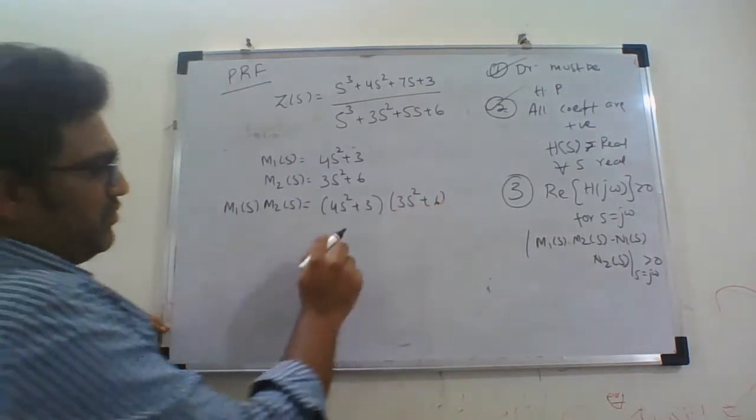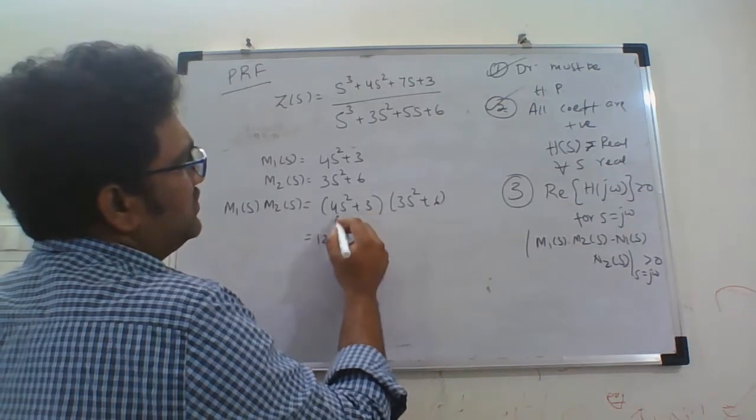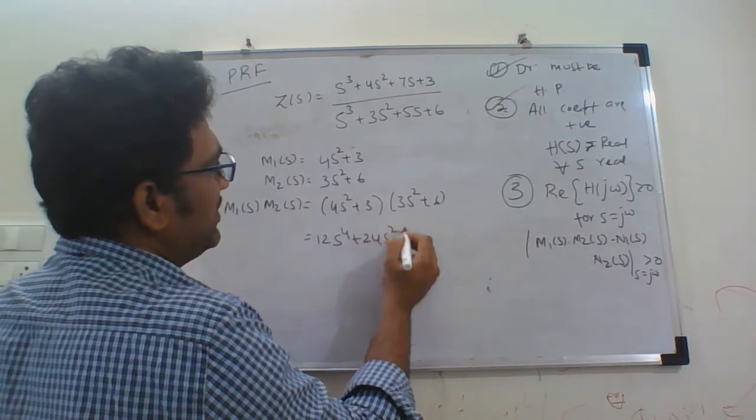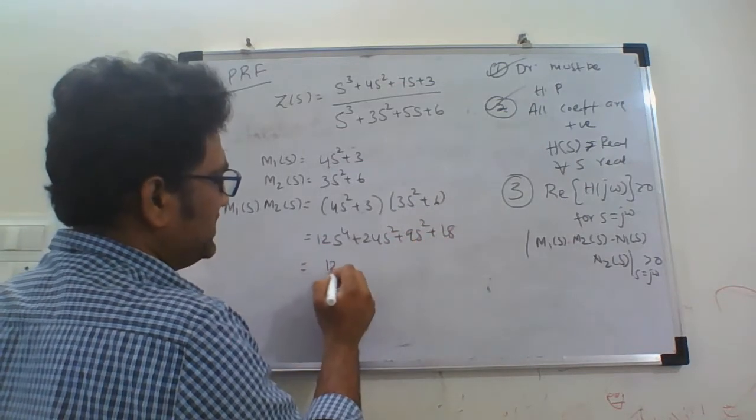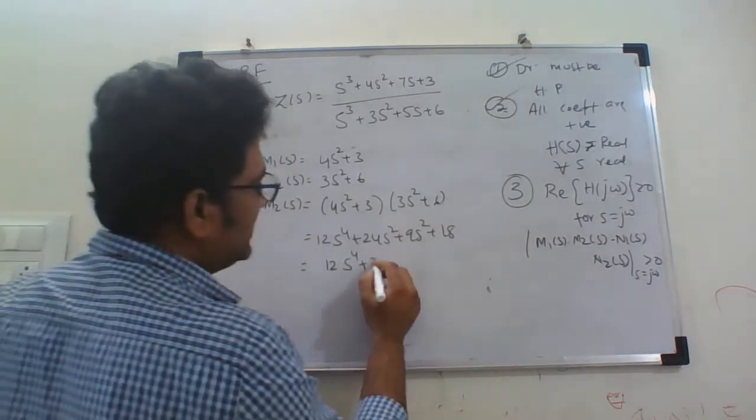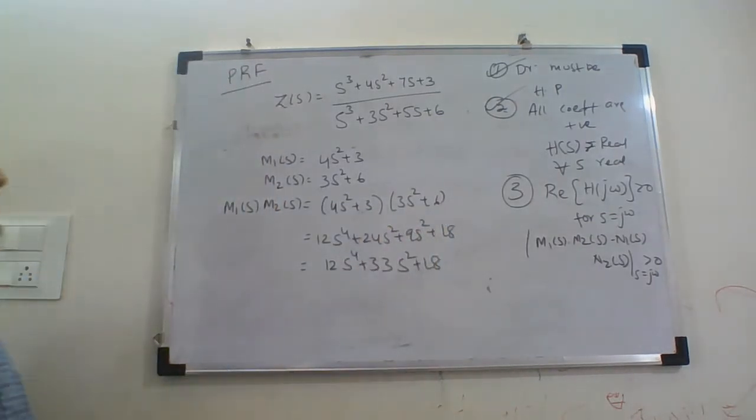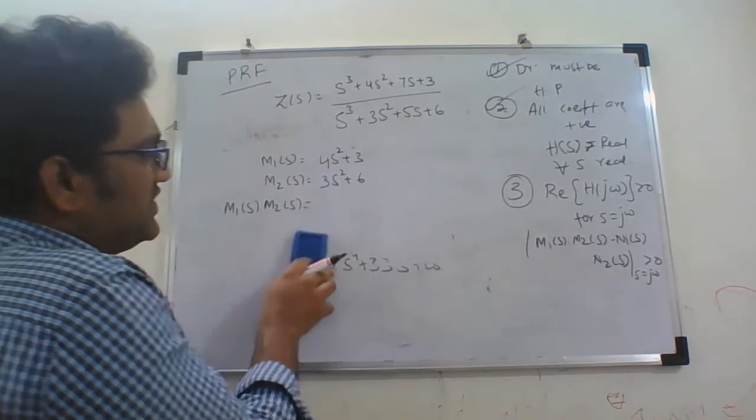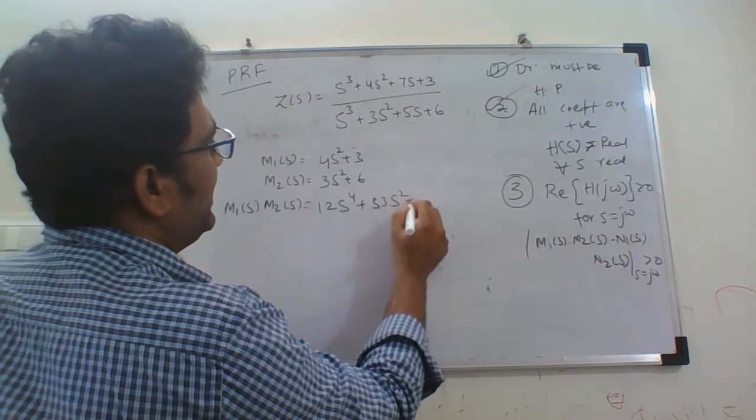Correct? So this will give us 4s square into 3s square is 12s power 4. 4s square into 6 is 24s square, plus 3 into 3s square is 9s square, plus 18. So this can also be written as 12s power 4 plus 24 plus 9 is 33, so 33s square plus 18. So this is m1 of s into m2 of s, which equals 12s power 4 plus 33s square plus 18.